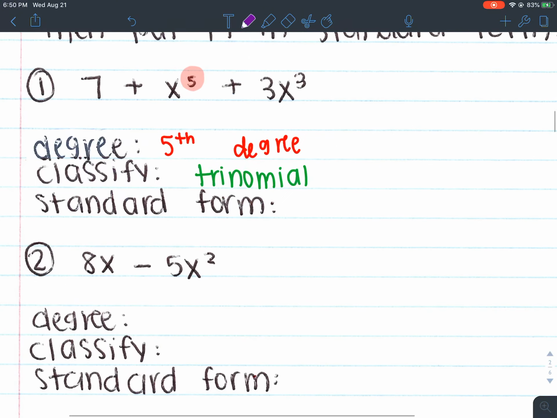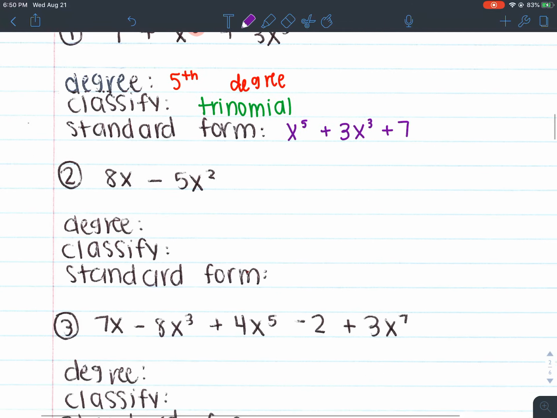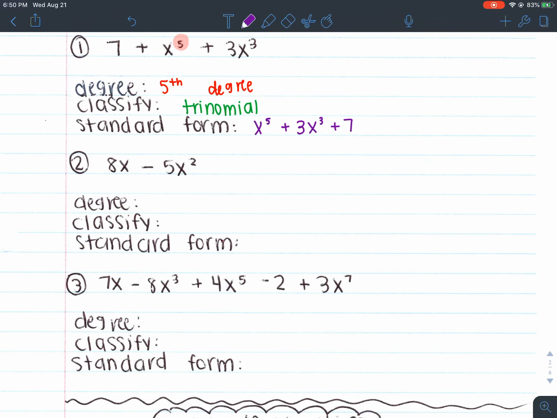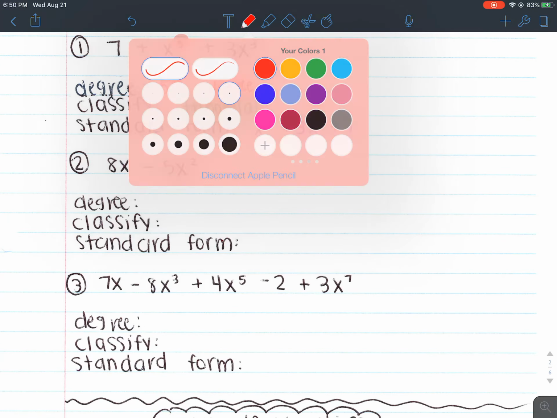And then lastly, I have to put it into standard form. You always start with the highest exponent first. That's going to be x to the 5th. And then you're going to have plus 3x cubed, and then plus 7. Because that 7 is positive, so it is going to be plus 7. All right, and if you feel comfortable with this, go ahead and move on to the next 2. And I'm going to do that very shortly.